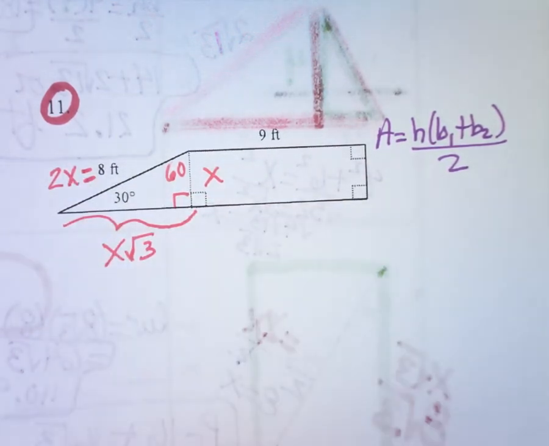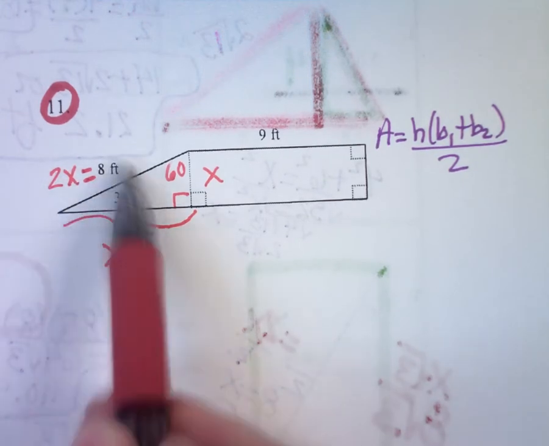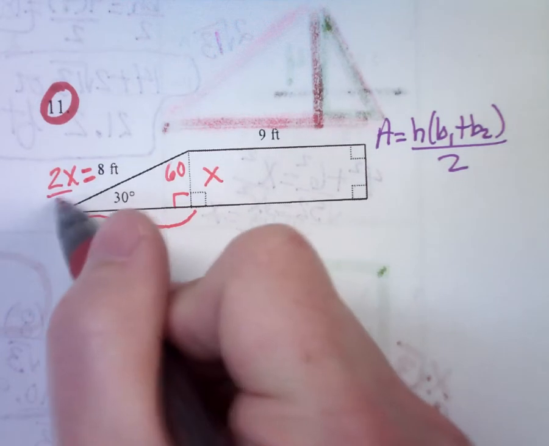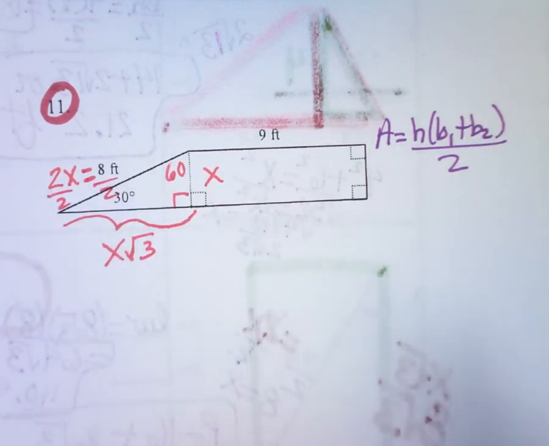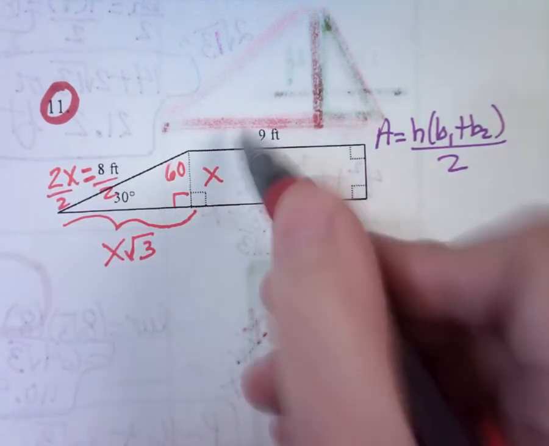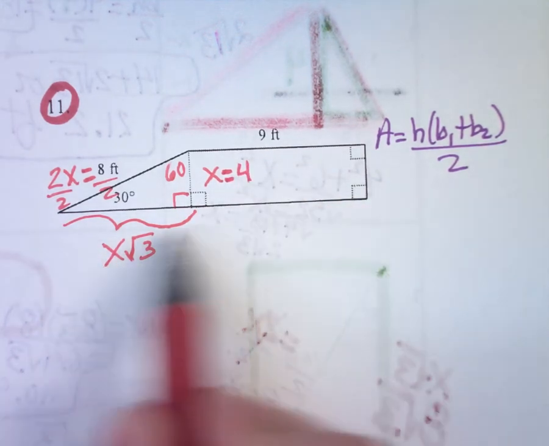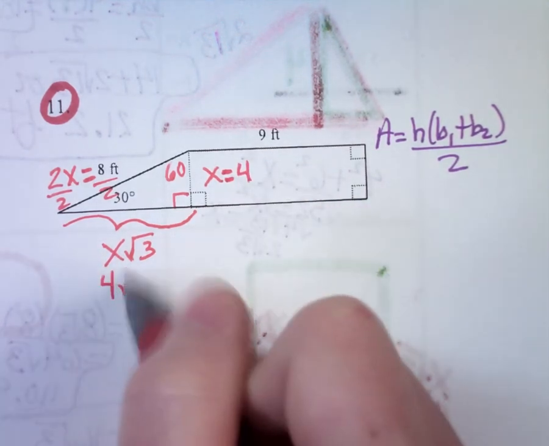Now this one's much easier to solve. What do you get when you solve this equation for x? 4, because you would divide both sides by 2. And if you divided both sides by 2, you're going to get 4. Okay, so if x is 4, then this is a 4. And what's this? 4 square root of 3.